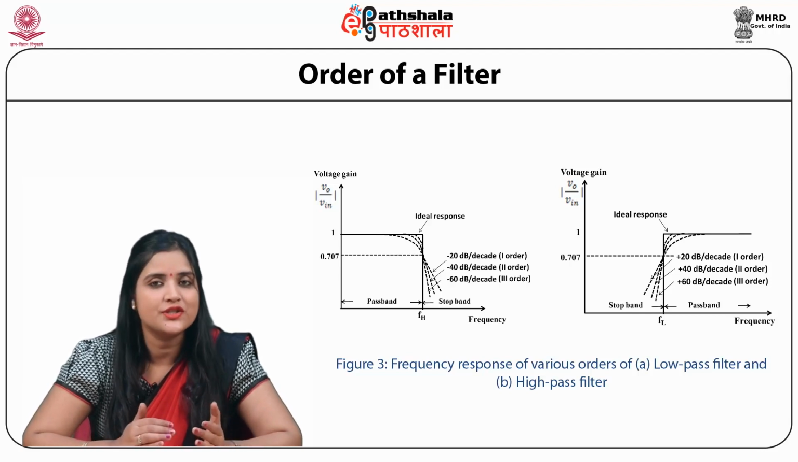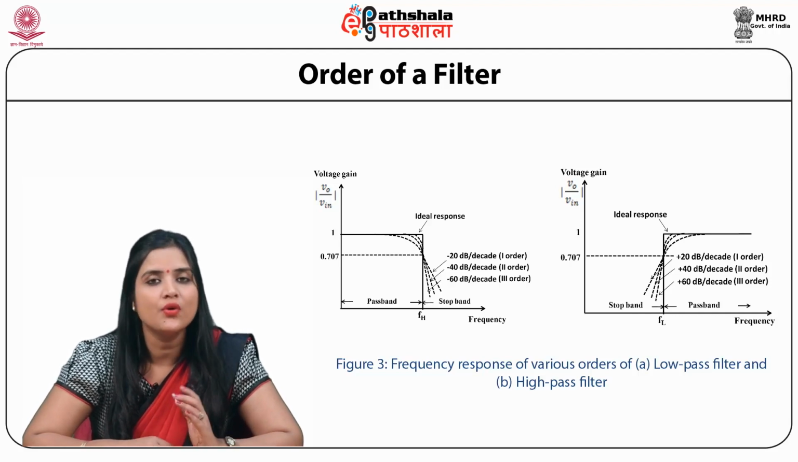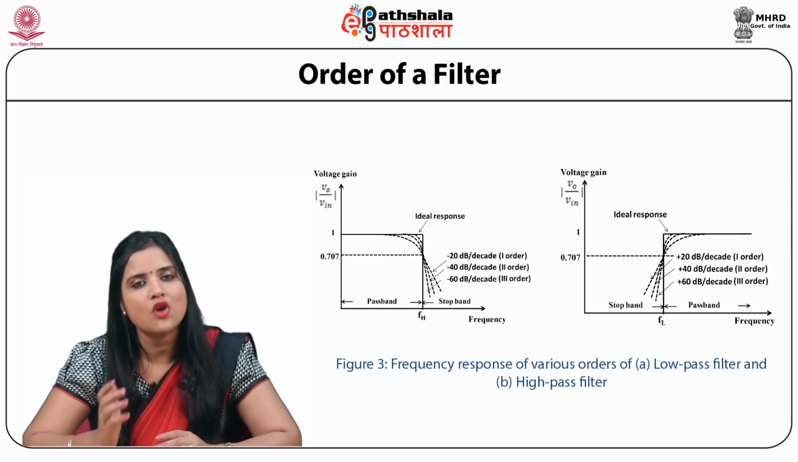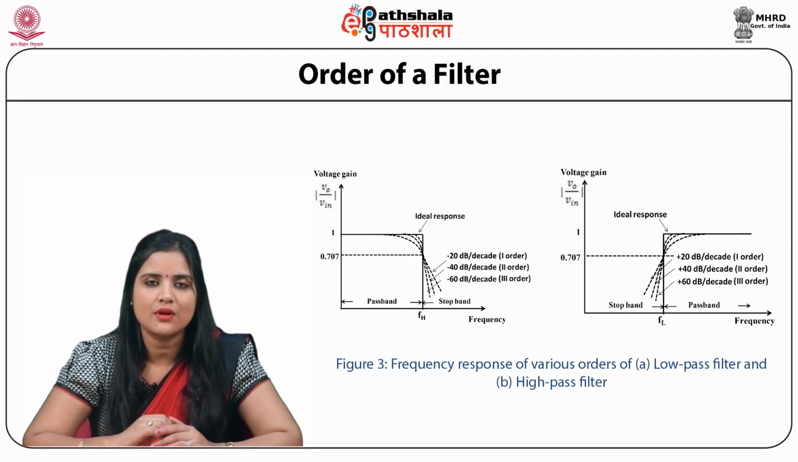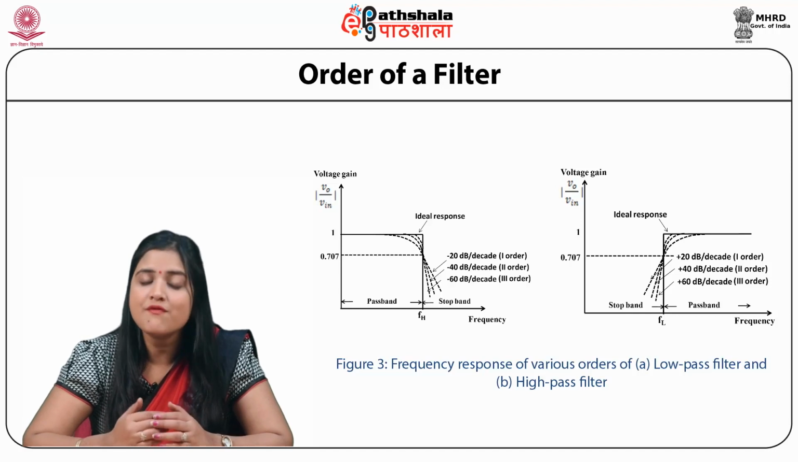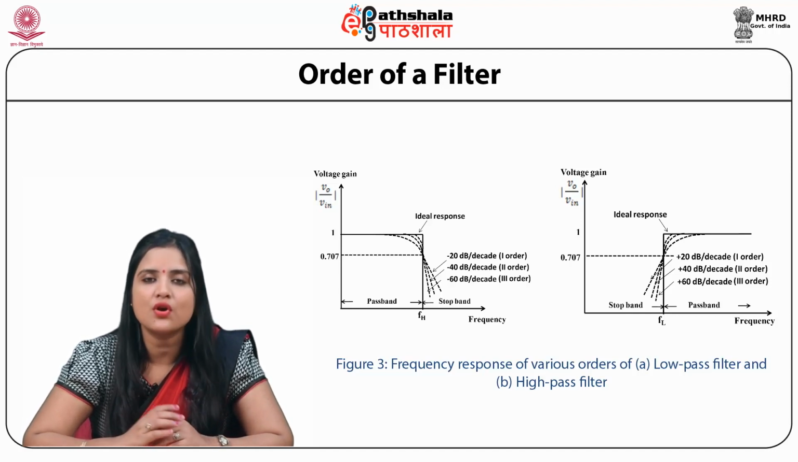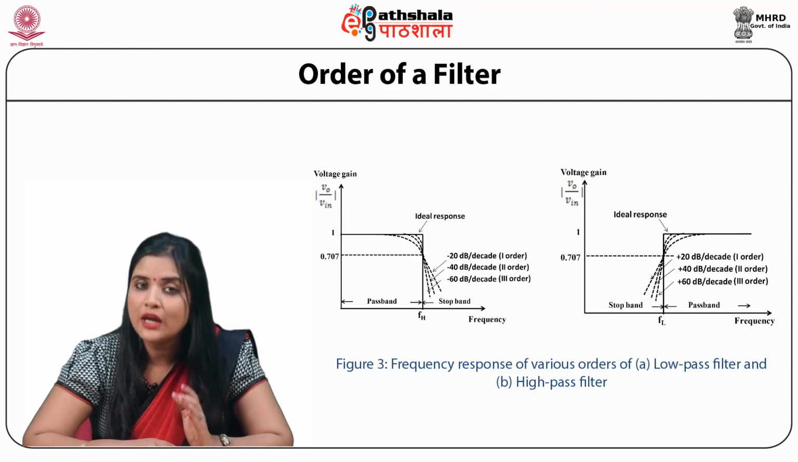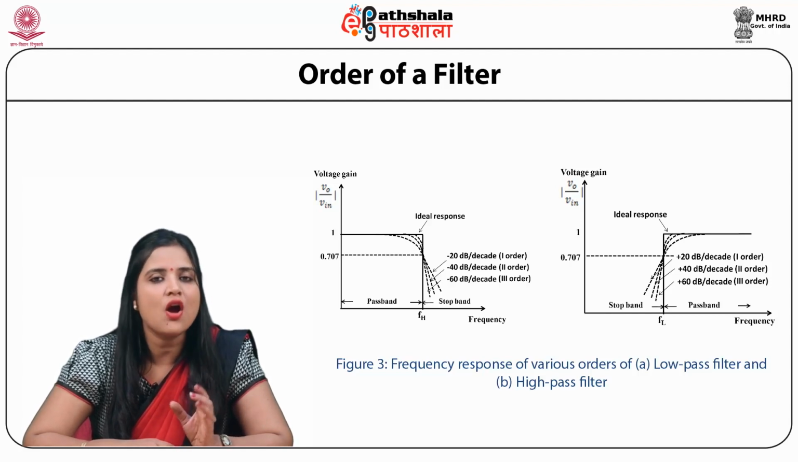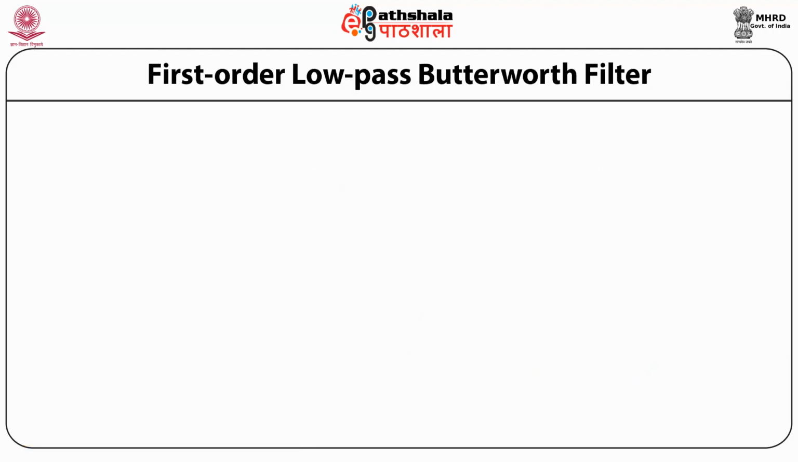The order of a filter is determined by the rate of change in going from pass band to stop band or vice versa. For example, in a low pass filter, for f greater than fH, the filter is called a first order low pass filter if gain rolls off at a rate of 20 dB per decade. Let us discuss the first order low pass Butterworth filter in detail.